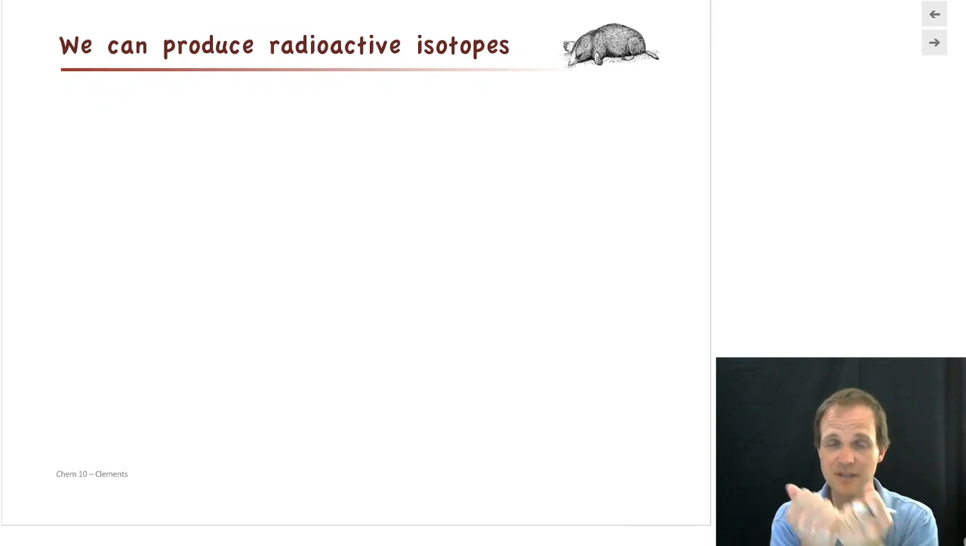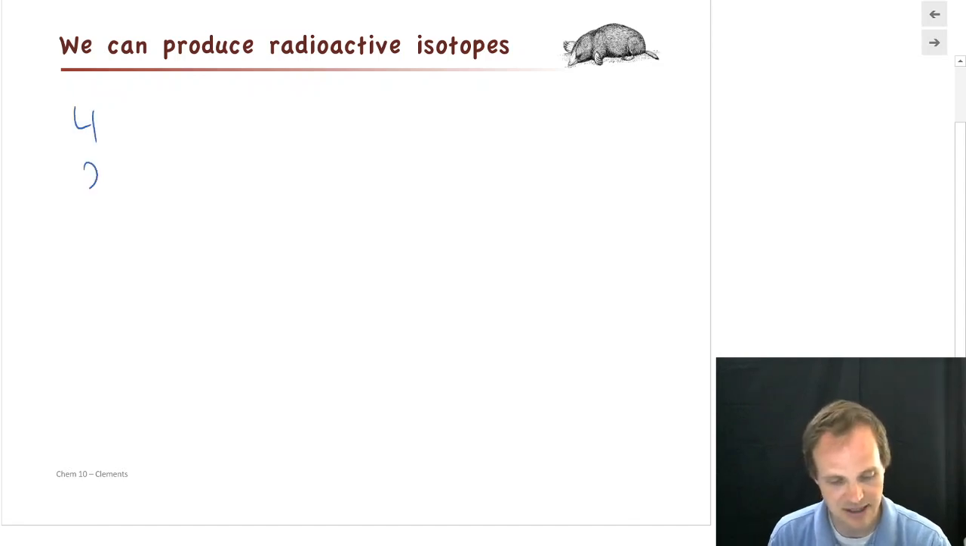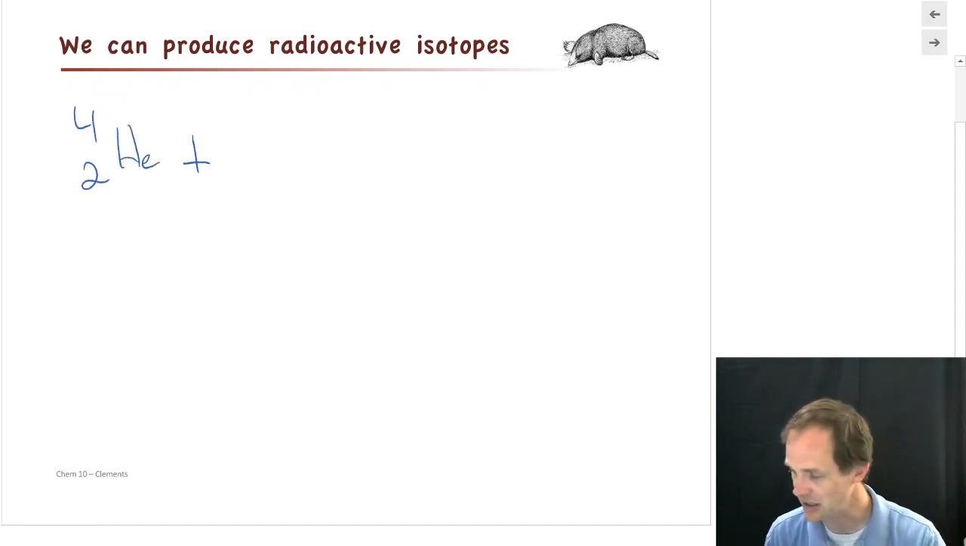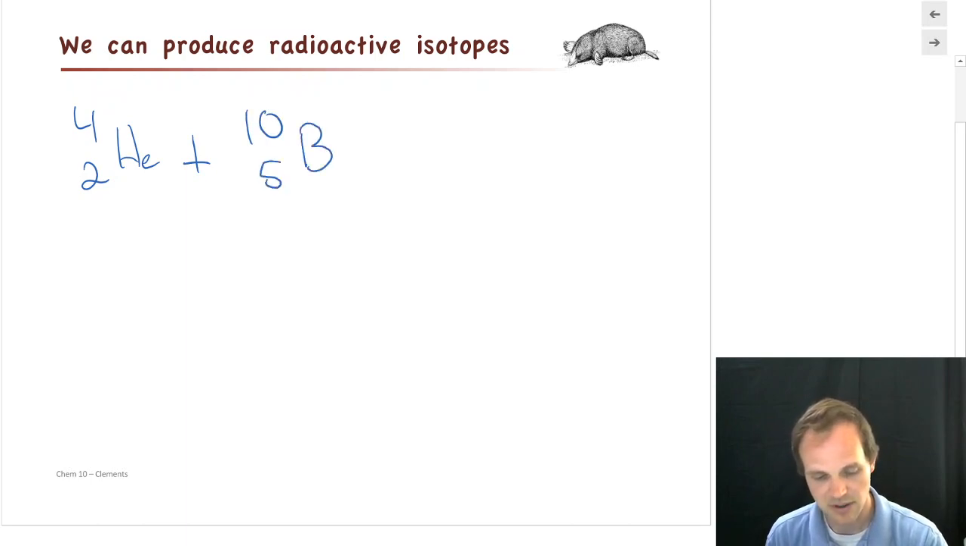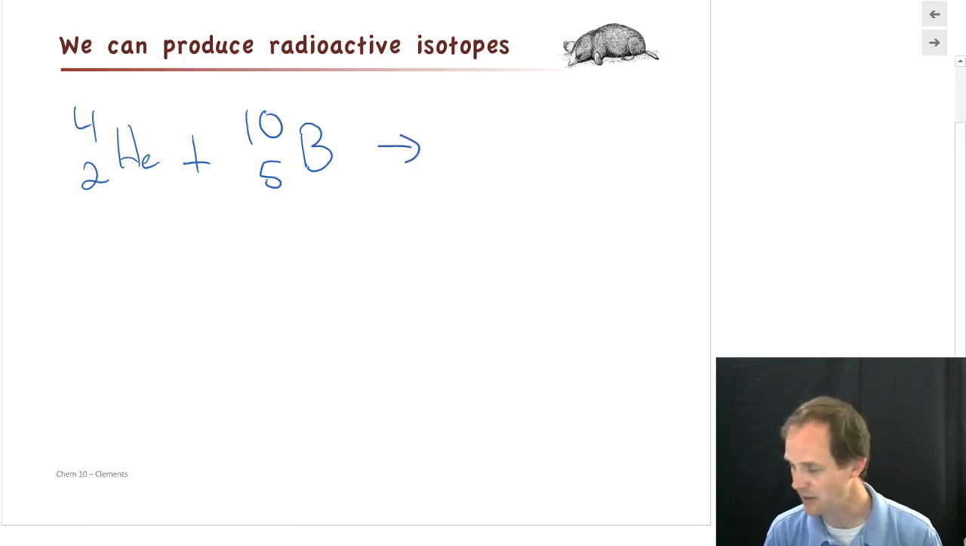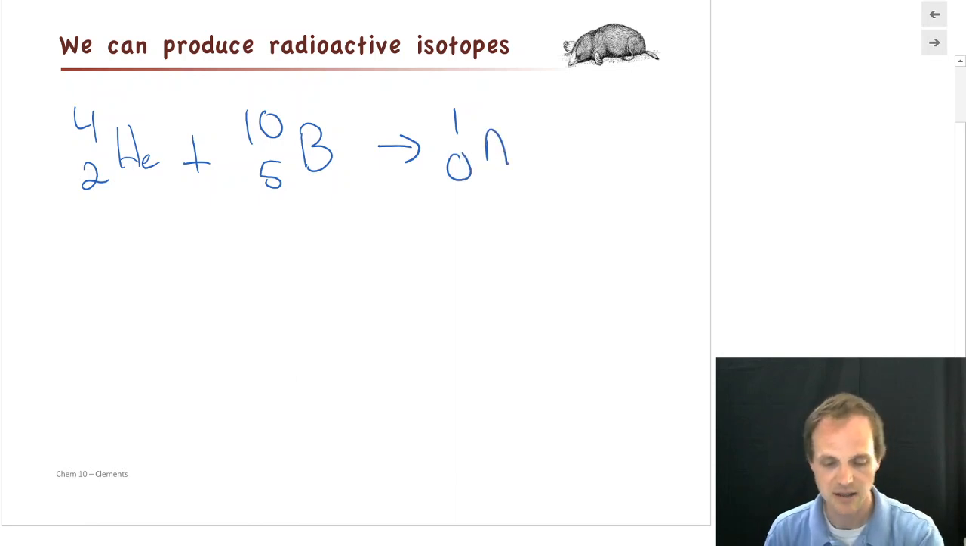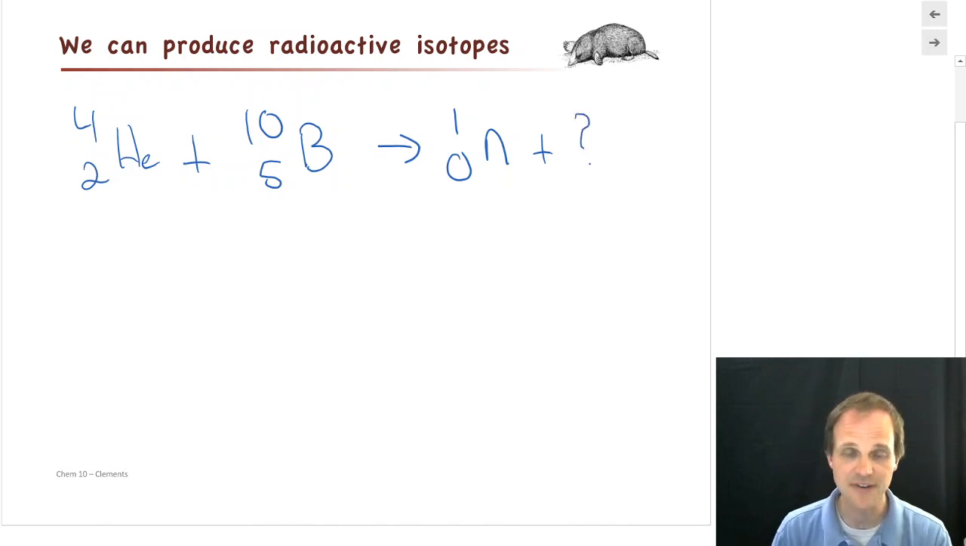Now, if we're crashing two things into each other, we're reacting those two things, we're going to have at least two things, and usually only two things, on the left-hand side of our reaction. So what I'm going to do as a first example is I'm going to take some helium, and I'm going to crash it into some boron. You don't need to know how to do this or predict these reactions, but you do need to know how to balance them if I give you one. So we've got some helium crashing into some boron. What does it make? Well, I'm going to tell you it makes a neutron, 1 0 n, and let's figure out what else it makes.